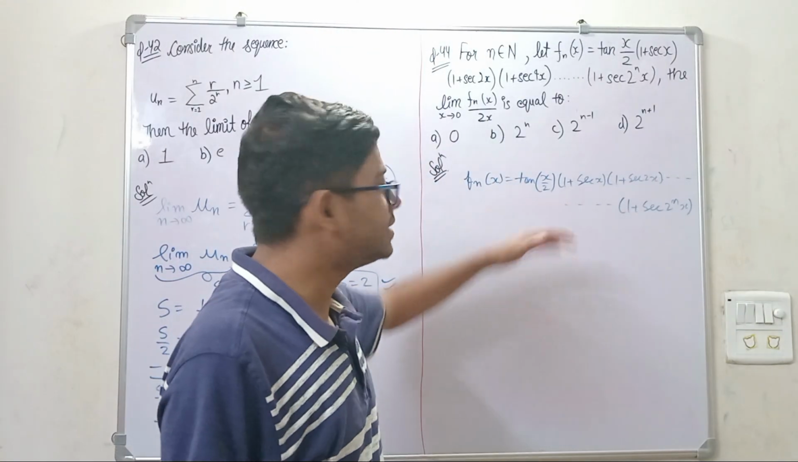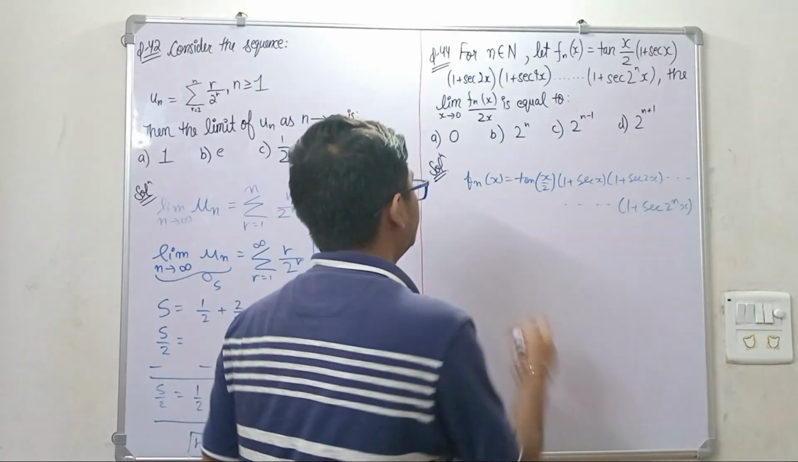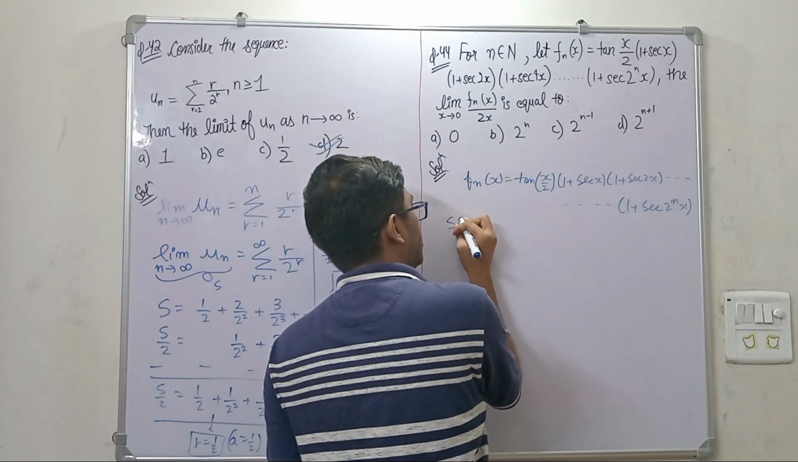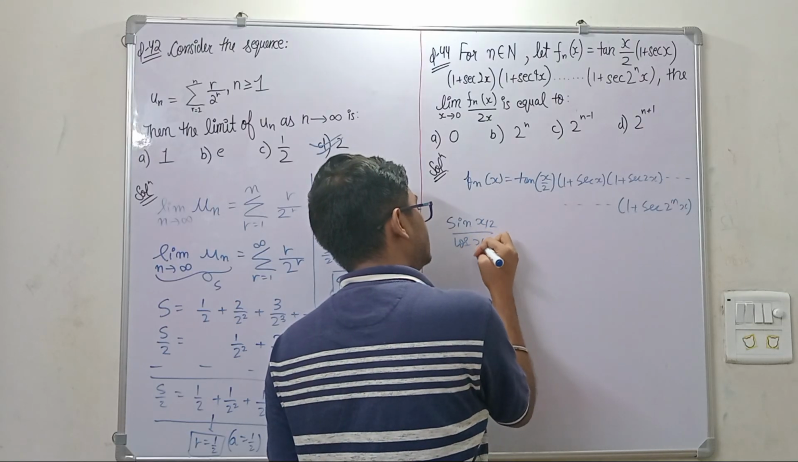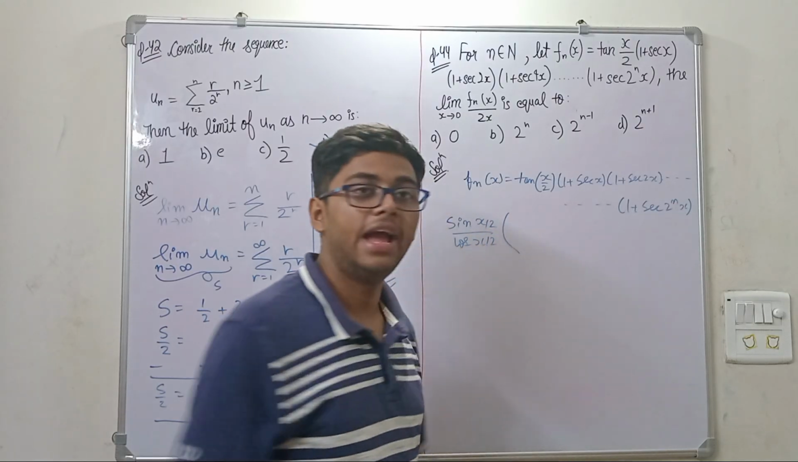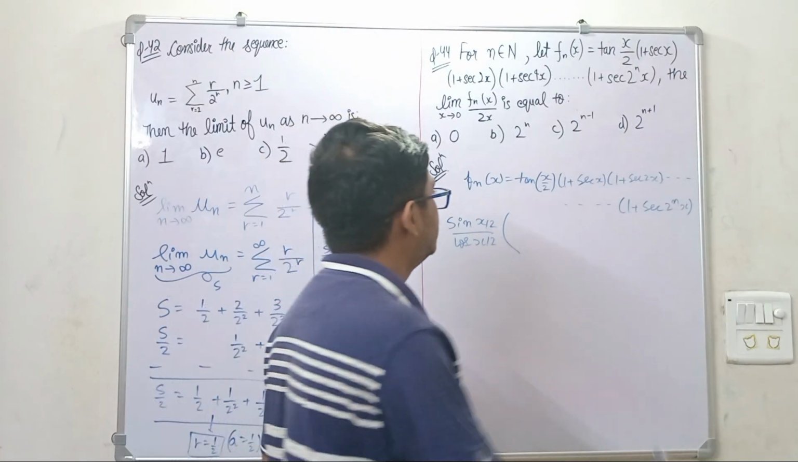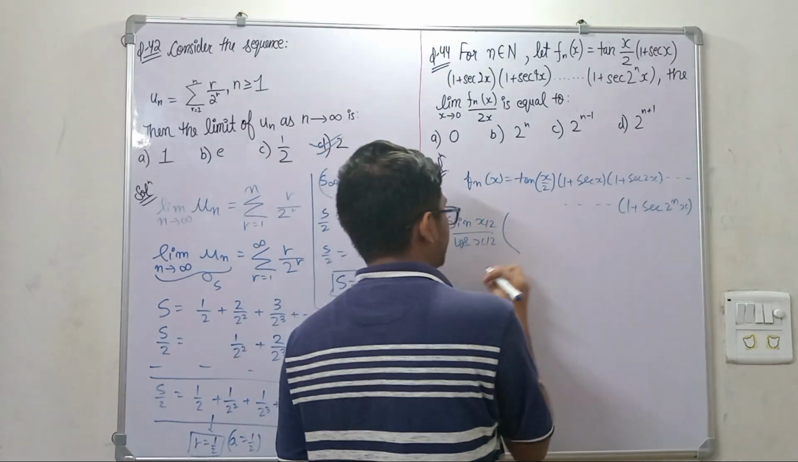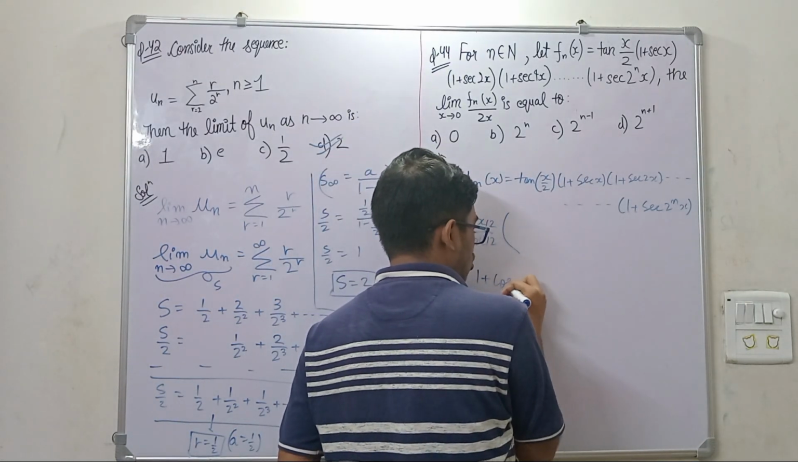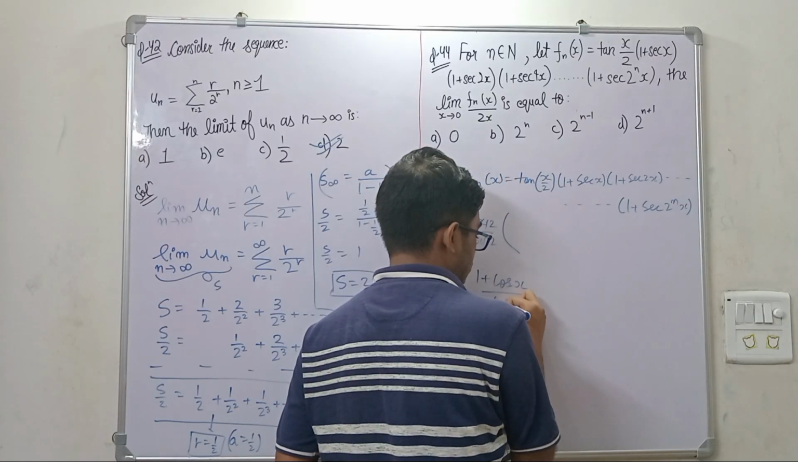Okay, let us simplify this. Let us take the first two terms. It is tan x by 2. So tan x by 2 can be written as sin x by 2 upon cos x by 2. And 1 plus sec x: sec x is 1 upon cos x, and when you take the LCM, it comes out to be 1 plus cos x by cos x.